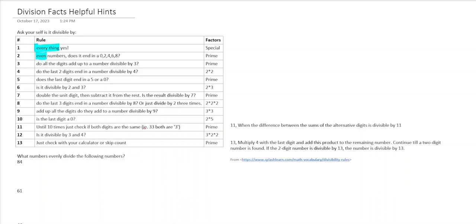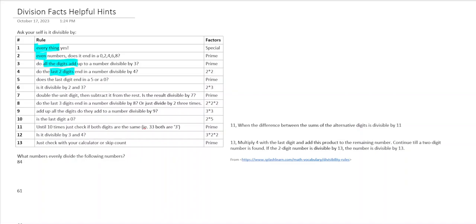Number 3, do all the digits add up to a number divisible by 3? If it does, then it is also divisible by 3. Number 4, do the last two digits end in the number divisible by 4? If it does, it's divisible by 4. You can also divide by 2 twice. We'll talk about that over here in a bit.